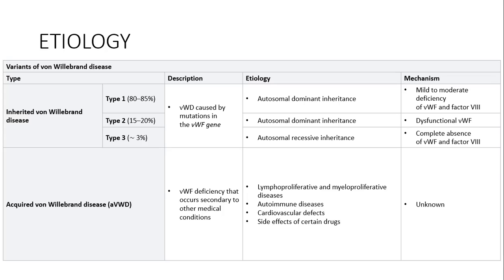Acquired von Willebrand disease is a deficiency that occurs secondary to other medical conditions, and this is caused by lymphoproliferative and myeloproliferative diseases such as multiple myeloma, gammopathies, lymphoma, essential thrombocythemia, autoimmune diseases such as systemic lupus erythematosus, cardiovascular defects such as ventricular septal defects and aortic stenosis, as well as side effects of certain drugs such as valproic acid.